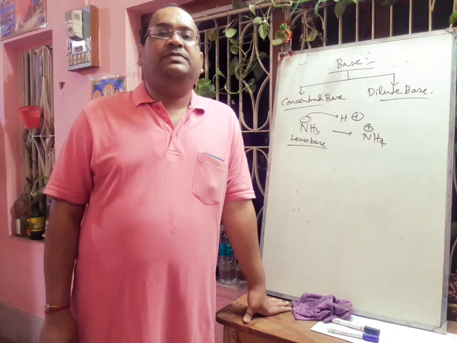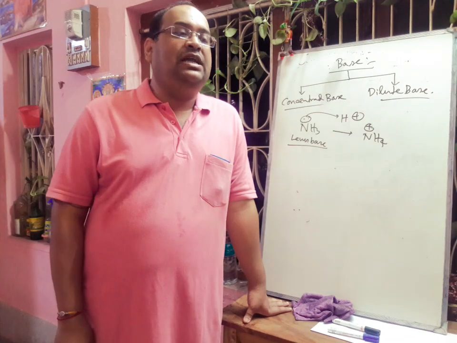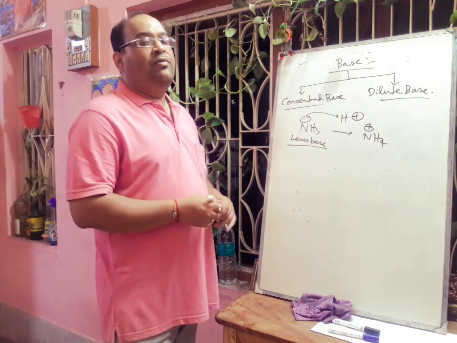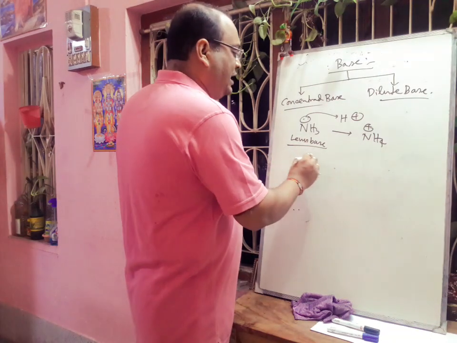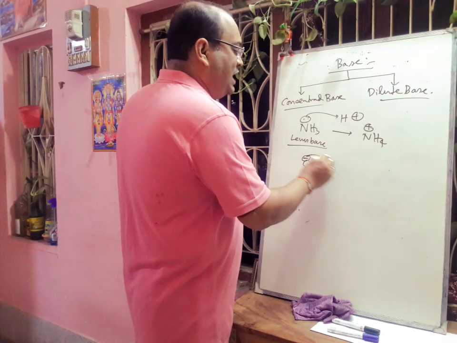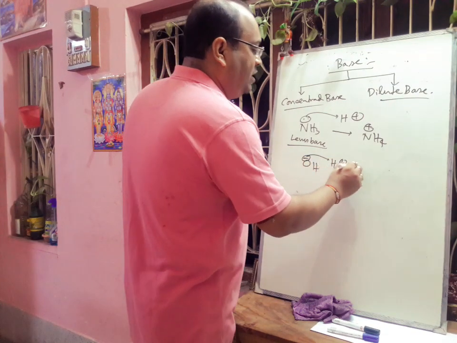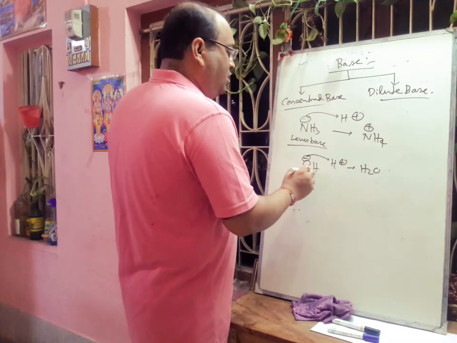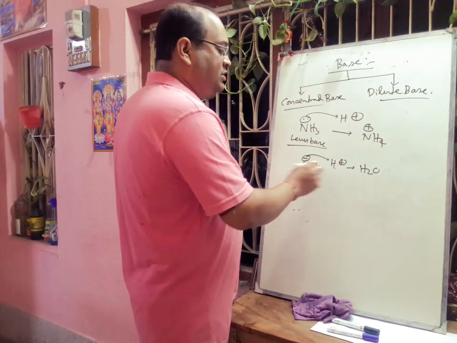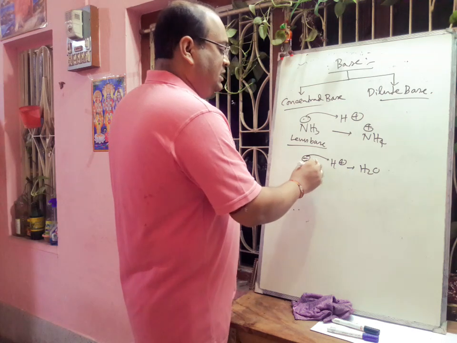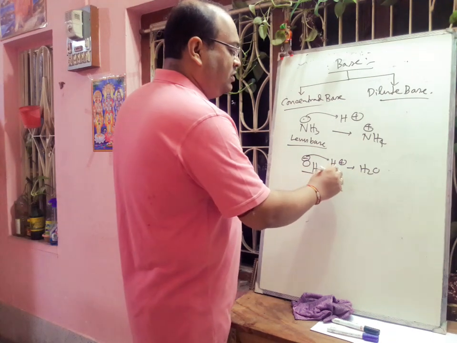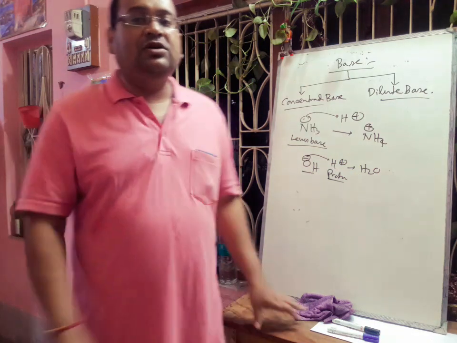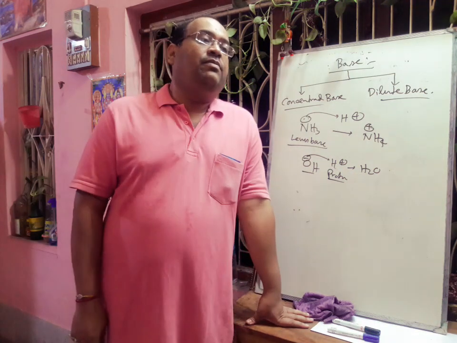Next, another concept is called Bronsted-Lowry or Lowry-Bronsted concept. Bases are generally proton acceptors. If we think about OH minus, that will accept one proton and form water. So this is called Bronsted-Lowry or Lowry-Bronsted base, OH minus, because it is accepting one proton and forming water. So bases are proton acceptors.